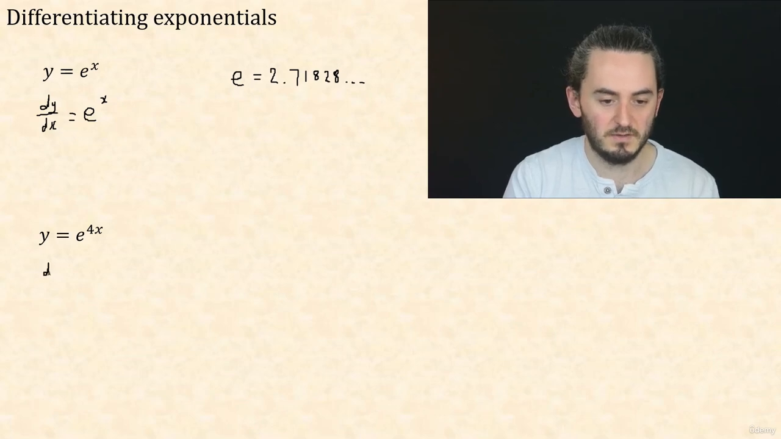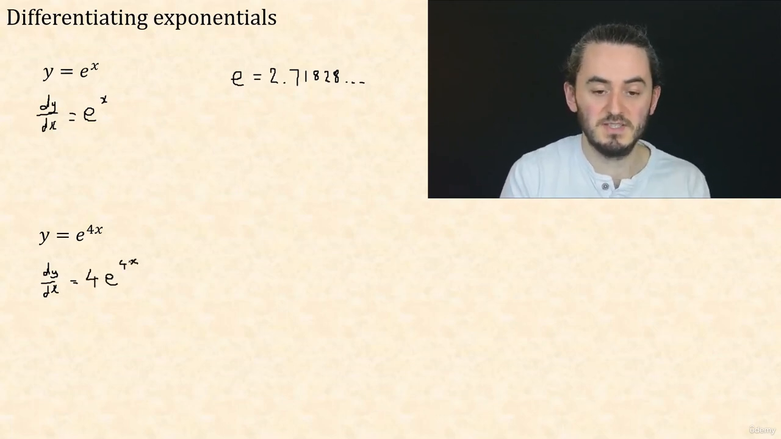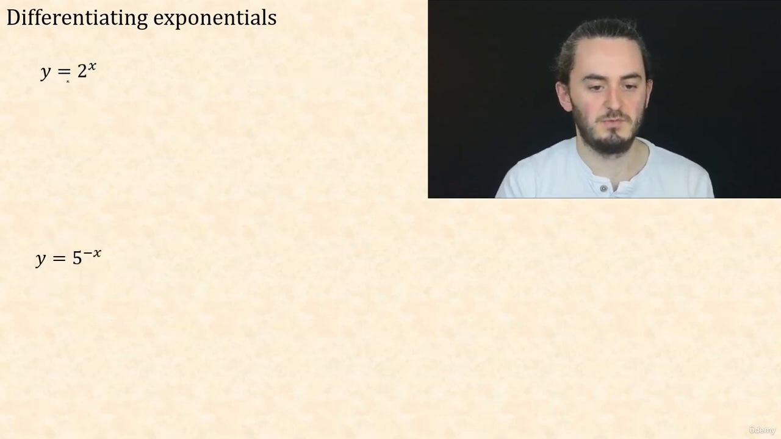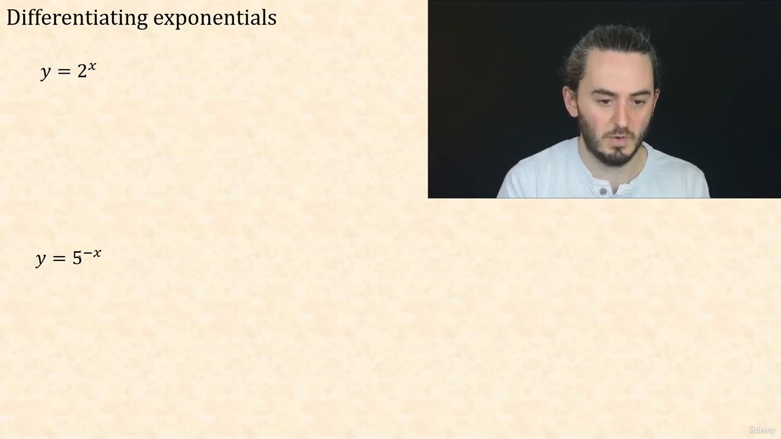We also saw then that if we have y equals e to the something times x, its derivative is that something multiplied by e to the same power. So super easy to differentiate exponentials. What about exponentials like this? y equals 2 to the x, or y equals 5 to the minus x.